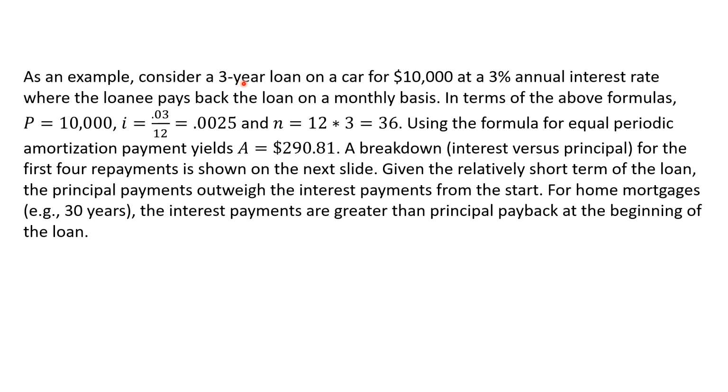So our example is a car loan for 3 years at 3% annual interest rate, and it's paid back monthly. So we'll use our formula for A that we derived earlier on in this lesson. With P equal to 10,000, we need to compute the monthly rate, so it's 3%, which we convert to a decimal, 0.03 divided by 12, and we get 0.0025. And then the number of periods is 3 times 12, or 36. And we plug that into our formula, and we get the monthly payment is $290.81.